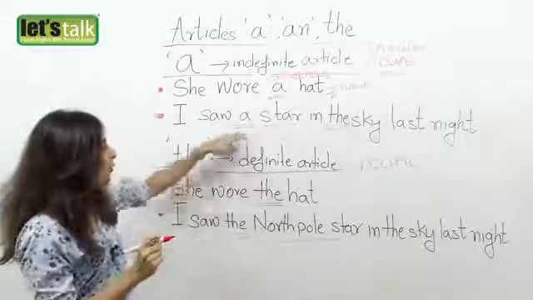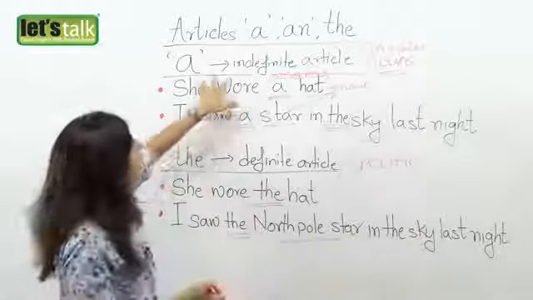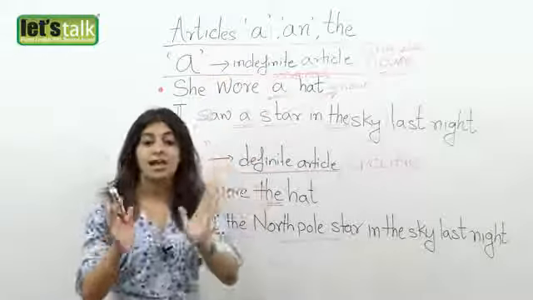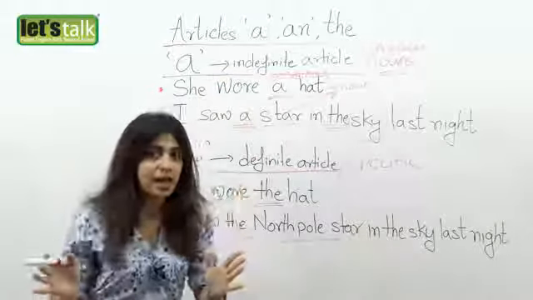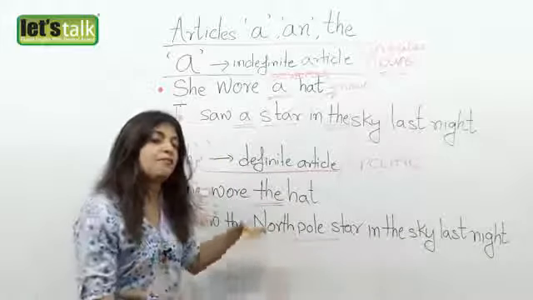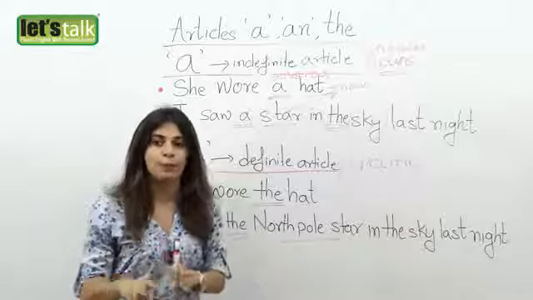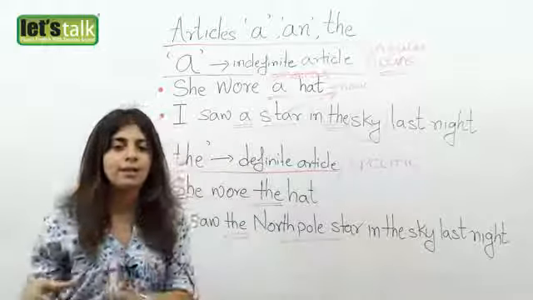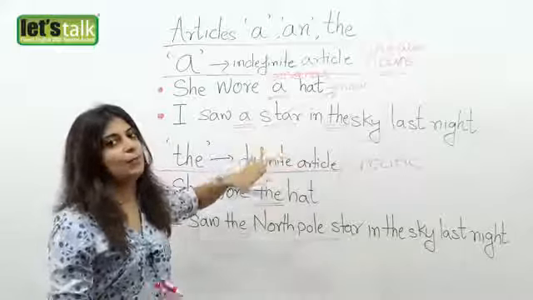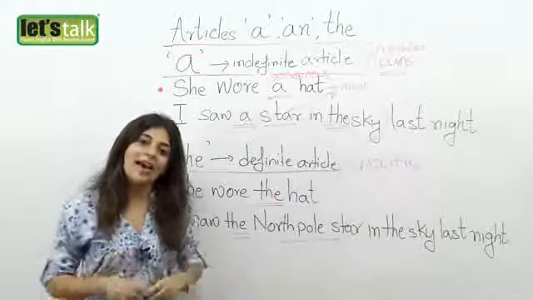Okay, so I hope you are clear with this. You know when to use a. A will be used when you do not have an idea about a thing, okay? It's just in general that you're talking about, whereas the you would use it when you know what you're talking about, particularly if you're talking about something, you know it, and that's exactly when you use the article the.